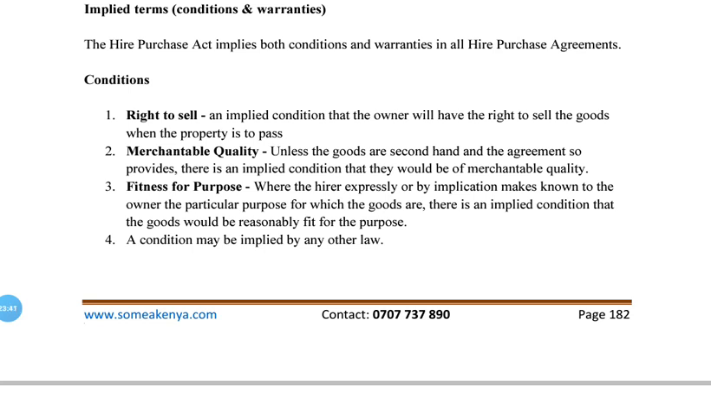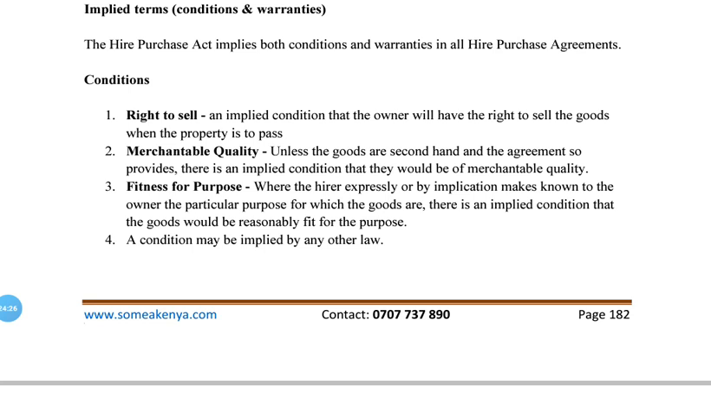So where the hirer expressly or by implication makes known to the owner the purpose or the particular purpose for which the goods are required, there is an implied condition that the goods would be reasonably fit for that purpose. Assuming you are purchasing a graph book and you have already included in an agreement, or maybe you have already informed the seller the purpose for which you are purchasing that book.